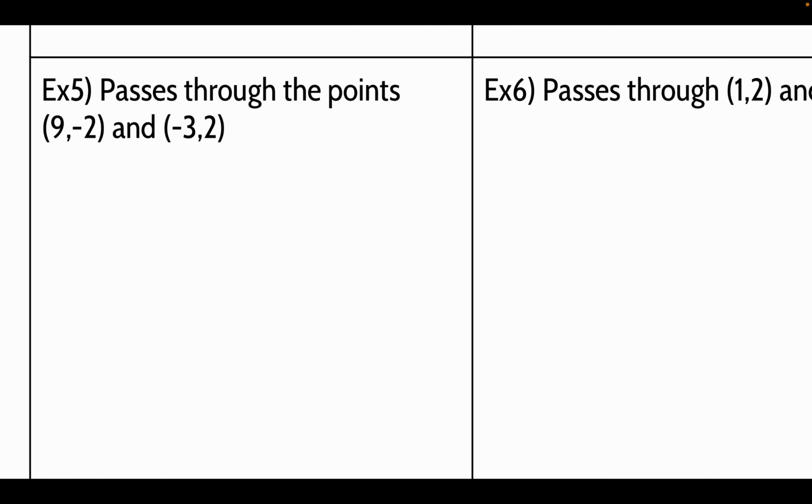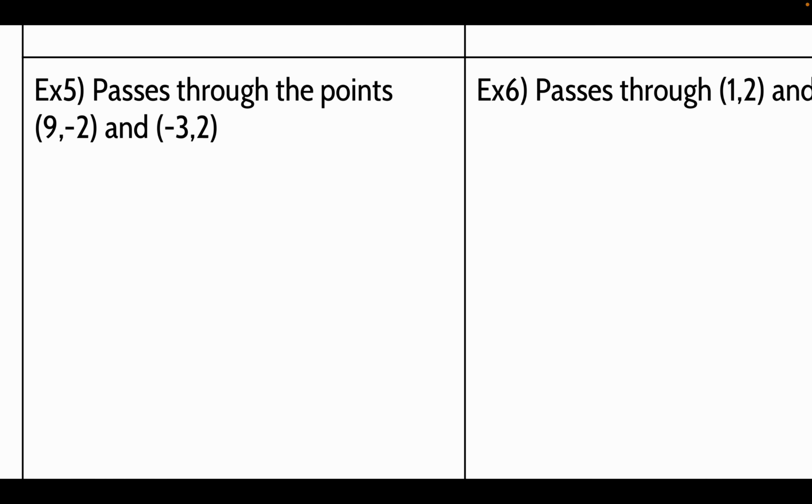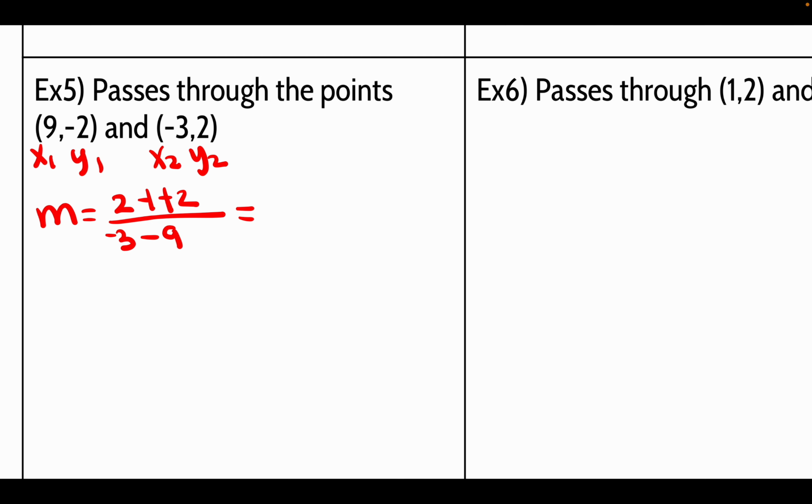Okay, number 5. So same thing, we need to find slope. So x1, y1, x2, y2. So m is equal to 2 minus negative 2 over negative 3 minus 9. So double negatives turn into a positive. So we have 4 over negative 12. If we reduce our fraction, this becomes negative 1/3. I like to move the negative all the way to the front. So now this is our m.